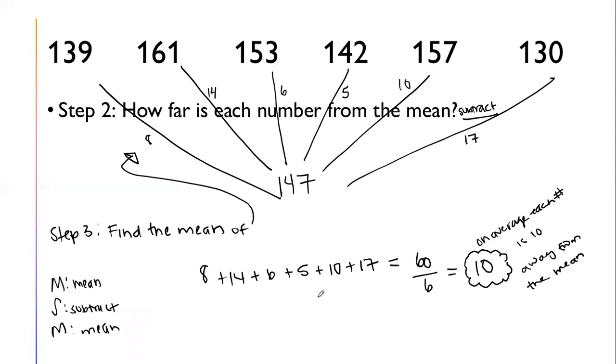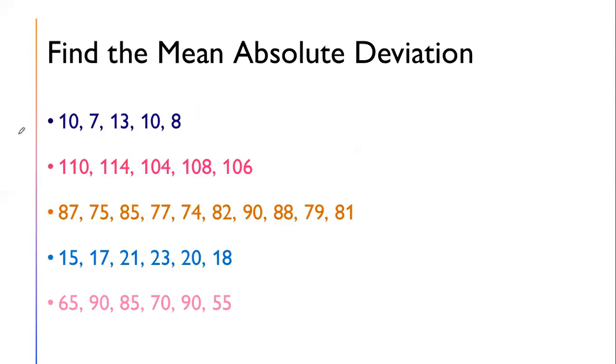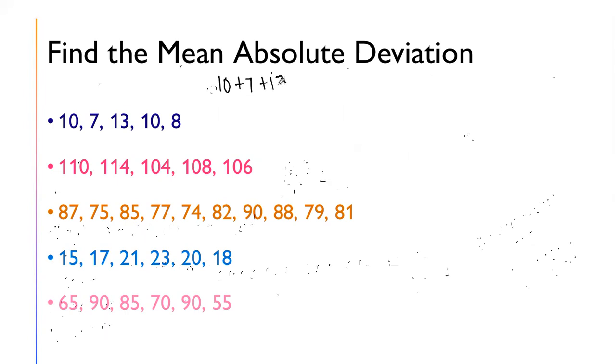Okay, I'm going to do one more example with you, and then I'm going to let y'all do a couple on your own, and then we'll move on to today's assignment. So I'm going to do this first one, the one in blue. If you feel like you've got it, go ahead of me. If you need me to do it one more time slowly, that's what I'm about to do. So my first order of business is to take the mean of all these numbers. So 10 plus 7 plus 13 plus 10 plus 8.